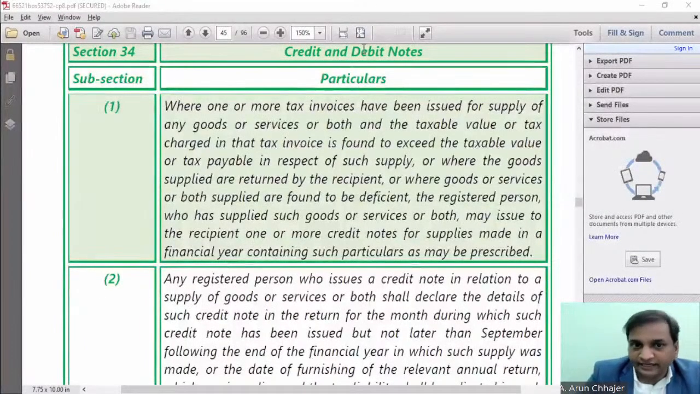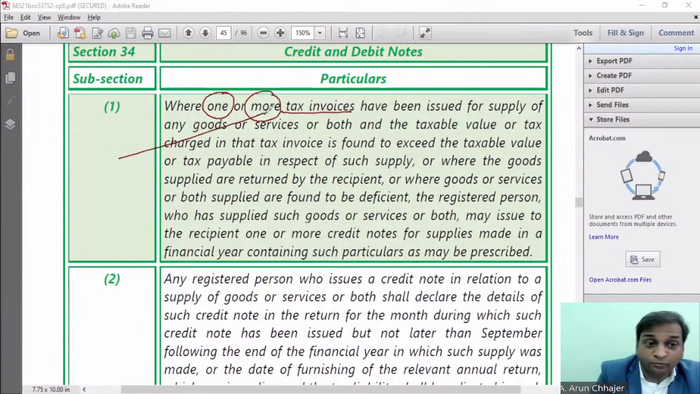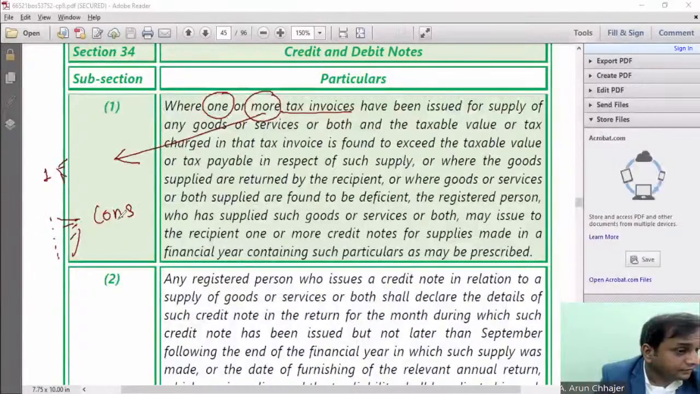Section 34, credit note, where one or more tax invoice. This word "more" is giving the answer. For one tax invoice, I can issue multiple credit notes, or for multiple tax invoices, I can issue a consolidated credit note. Avinash, yes, there is a time limit to issue the credit note. We will discuss in 34.2.